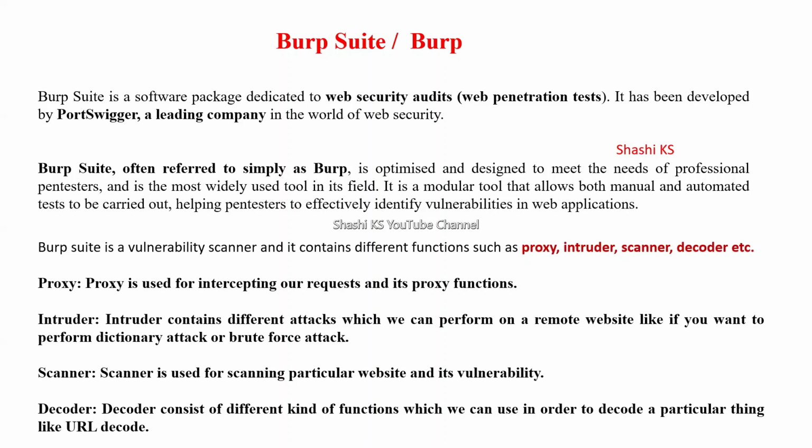Proxy is used for intercepting our requests and its proxy functions. Intruder contains different attacks which you can perform on a remote website. If you want to perform a dictionary attack, a brute force attack, or a password scanning attack, you can do it with the help of the intruder. Scanner is used for scanning a particular website and also to check its vulnerabilities. And decoder consists of different kinds of functions which we can use to decode a particular thing. For example, if you want to do URL decoding, you can make use of it.